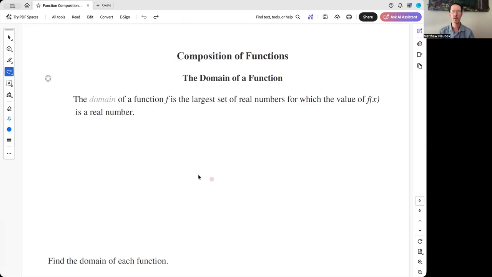What does this mean? Let's make sure that we understand this. Rafa, nobody cares what you think it means. Go on over there. The domain, this is input values.